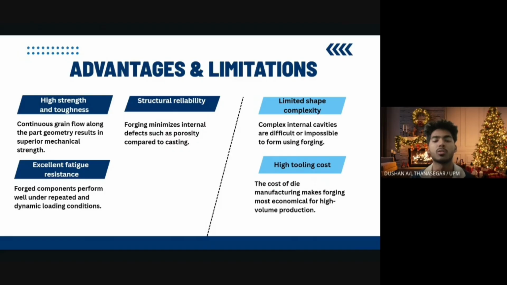Okay. To conclude, forging, particularly closed die and precision forging, plays a critical role in manufacturing high strength and reliable components across automotive, aerospace, and industrial applications. Despite higher tooling costs, the superior mechanical performance makes forging an essential manufacturing process. That's it from me. Thank you.